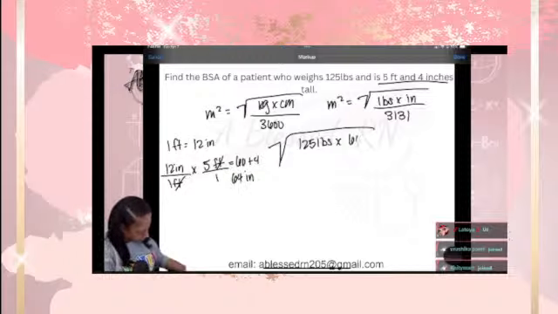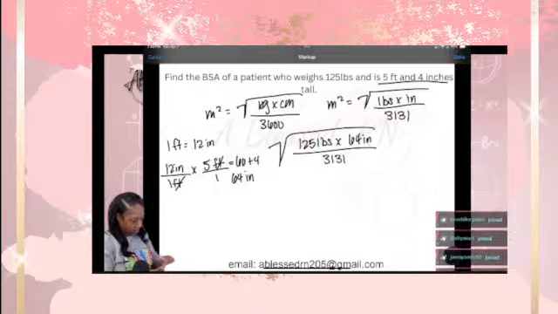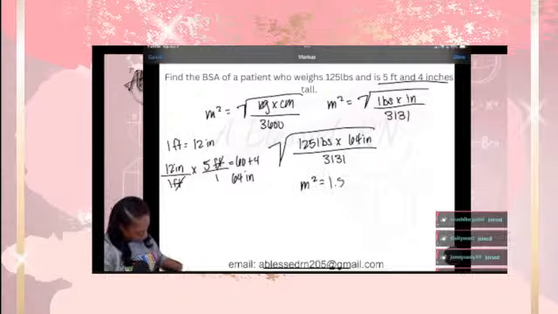Okay. So 64 inches over 3131. Boom. 125 times 64 divided by 3131. Take the square root. Hold on. 125 times 64 divided by 3131 equals. And we'll take the square root. Boom. So that'll be meters squared is 1.59.